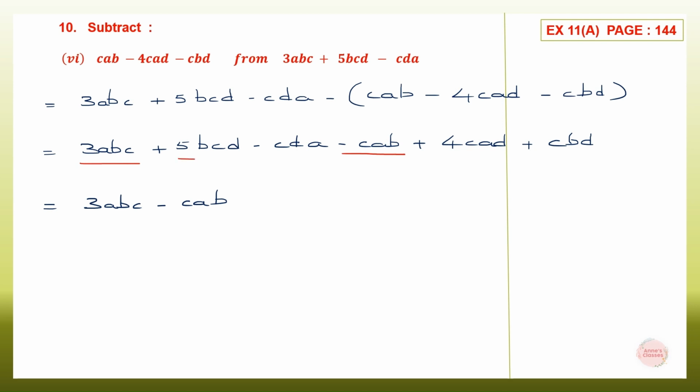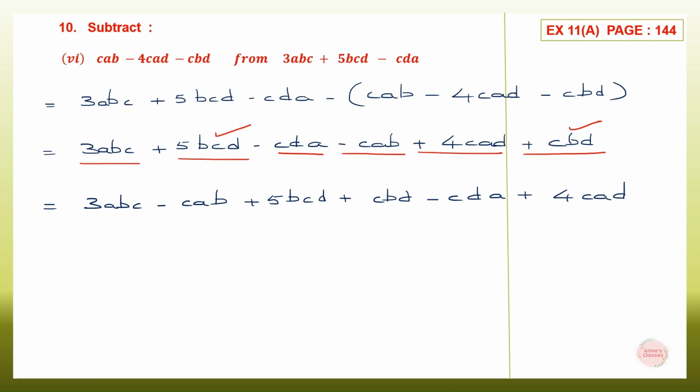Now here we have 5bcd. Let's look for bcd. So here we don't have a b. There also no b. Here we have bcd. So this is the same though the order is different. So this also is done. So let's write down this and this. So that is plus 5bcd plus cbd. Now the last one here is cda, and here also we have cda, though the order is different. So now we are going to write these two. So that will be minus cda plus 4cad.